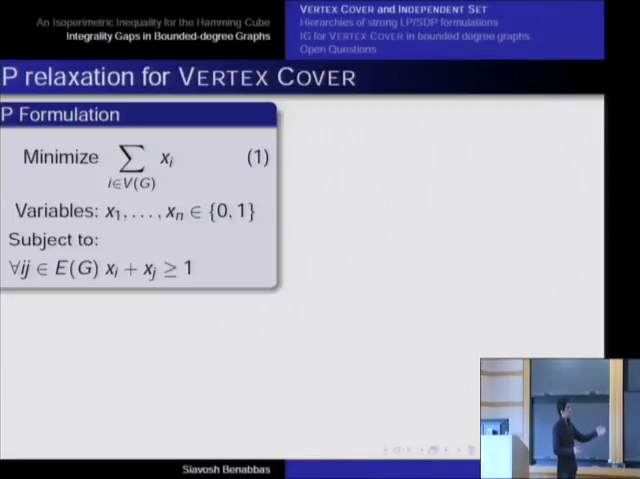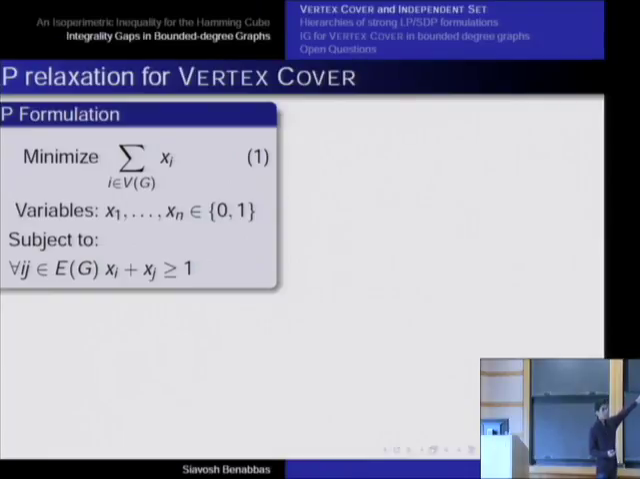So here is a way to write an integer program. You have these variables, xi's, which take 0 and 1 values. The xi is 0 if the vertex i is not selected as part of the vertex cover, and 1 if it is selected. And the only constraint that you have is that if you have an edge between vertex i and j, the variable xi plus the variable xj has to be at least 1.